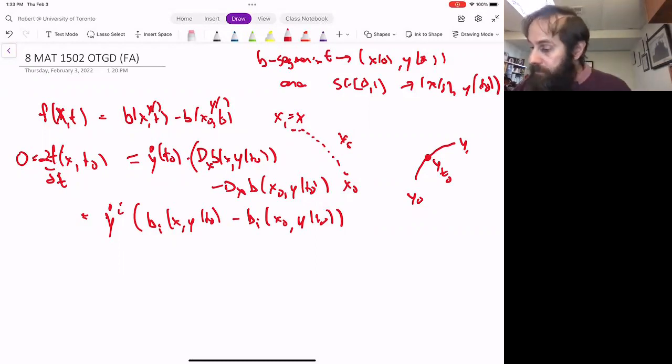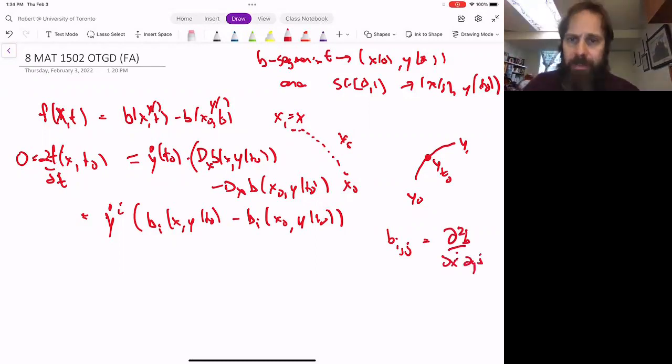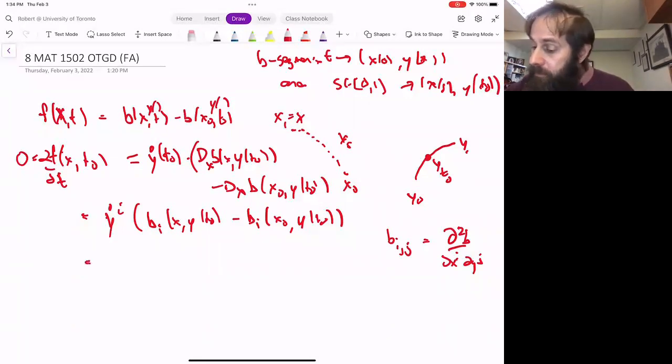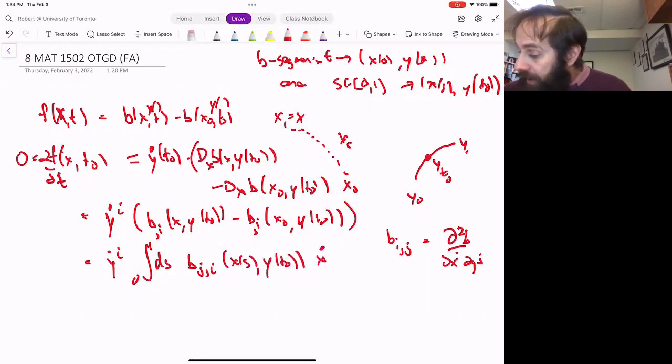My notation here is that if I have something like b i comma j, it means d2b by dx i dy j, with any other y derivatives put after the comma and any x derivatives put before the comma. So I can write this difference between these b's at different points as an integral along the curve x s of, sorry, again the i should come after the comma, according to the notational convention I just proposed, because it's a derivative with respect to y. So then I have b j comma i at x s, y t naught, and then x dot j of s.